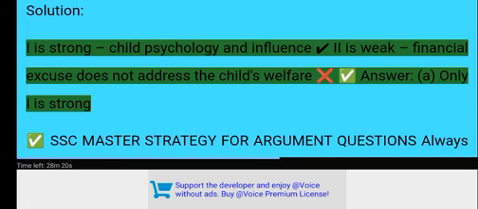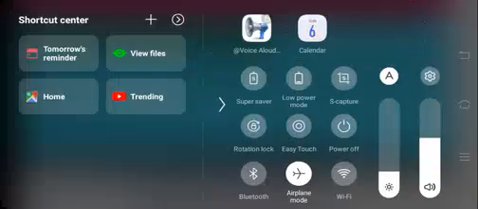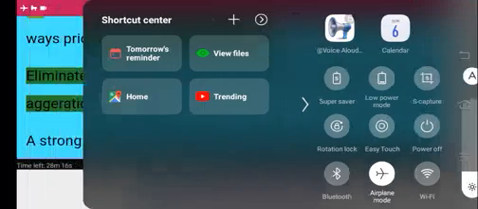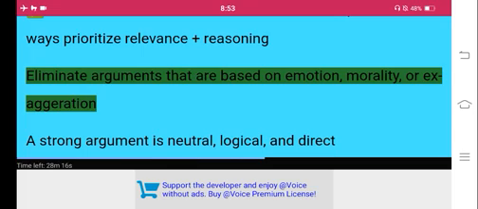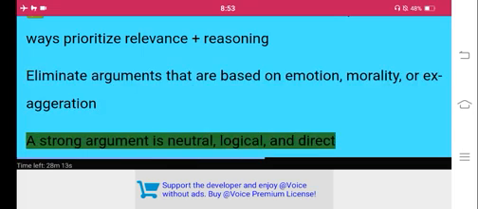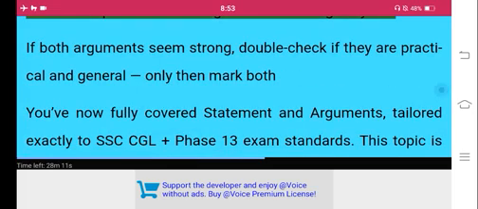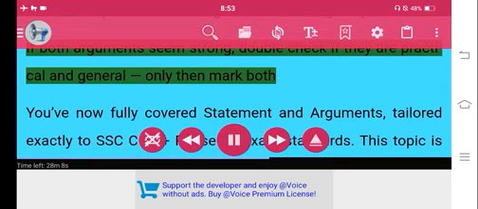Answer: only 1 is strong. SSC master strategy for argument questions: always prioritize relevance plus reasoning. Eliminate arguments that are based on emotion, morality, or exaggeration. A strong argument is neutral, logical, and direct. Watch for options that feel right but are not logically tied. If both arguments seem strong, double check if they are practical in general, only then mark both.